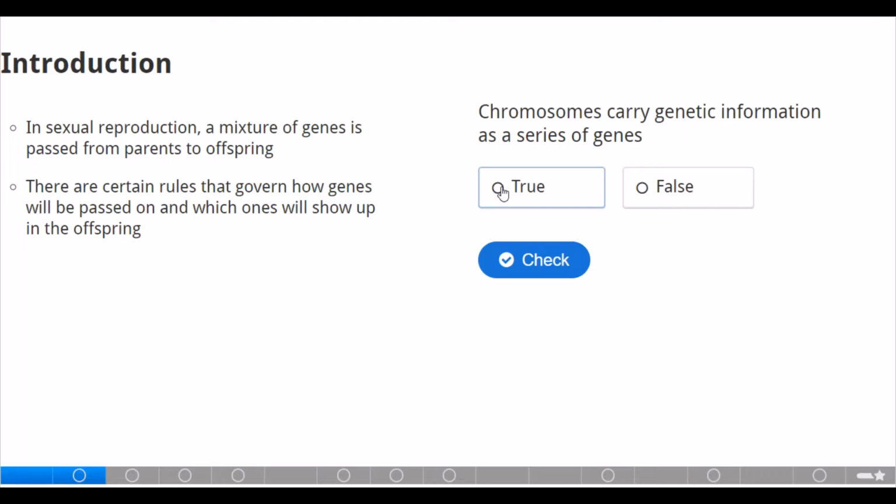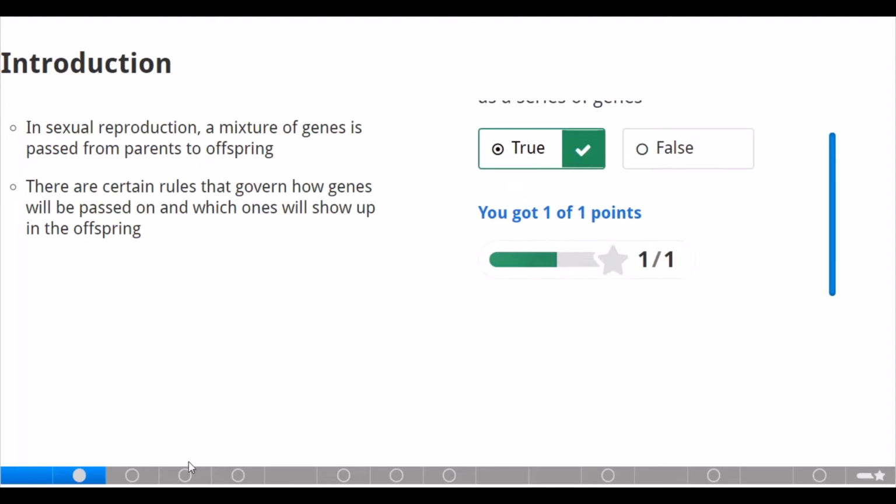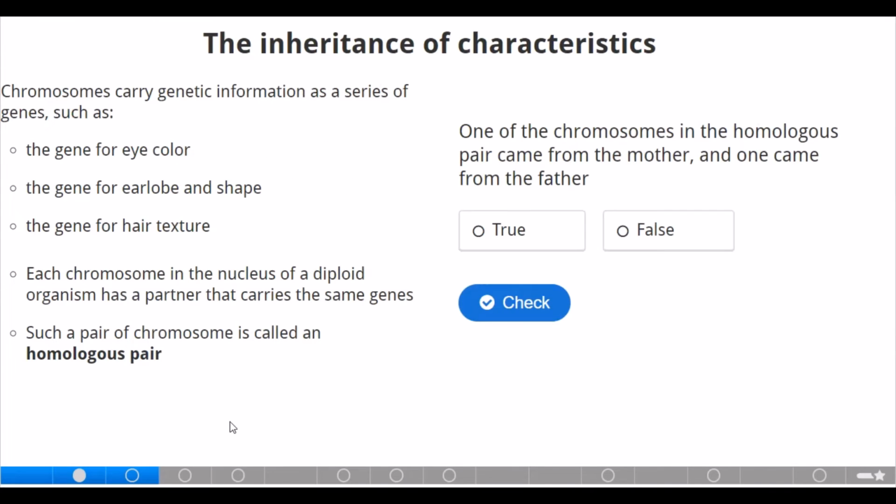Chromosomes carry genetic information as a series of genes. True or false? True. Inheritance of characteristics. Chromosomes carry genetic information as a series of genes, such as the gene for eye color, the gene for earlobe shape, the gene for hair texture.